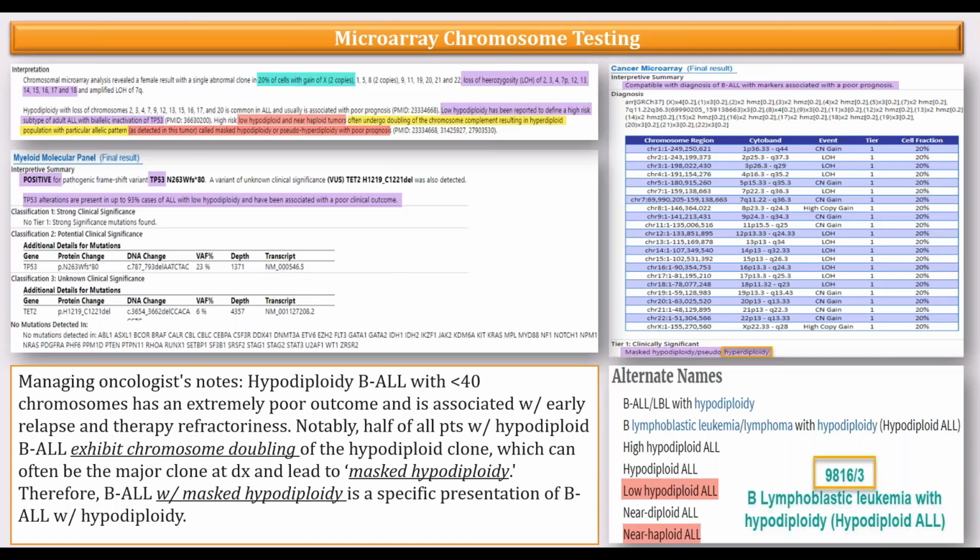The managing oncologist notes that hypodiploidy B-ALL with less than 40 chromosomes has an extremely poor outcome and is associated with early relapse and therapy refractoriness. Notably, half of all patients with hypodiploid B-ALL exhibit chromosome doubling of the hypodiploid clone, which can often be the major clone at diagnosis and lead to this masked hypodiploidy. Therefore, the patient has B-ALL with masked hypodiploidy, and this is a specific presentation, again, of a B-ALL with hypodiploidy.